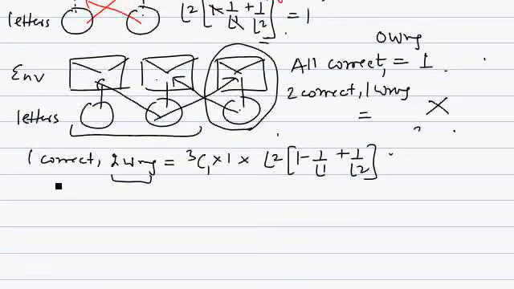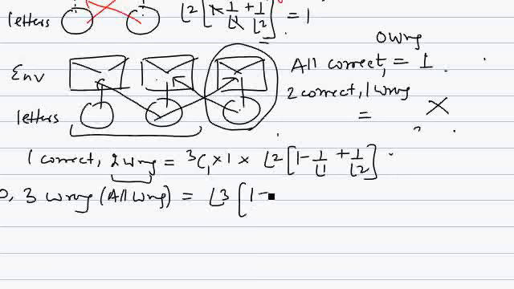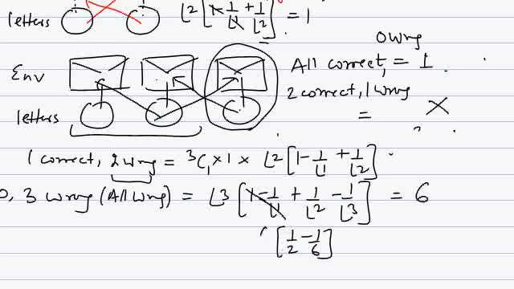Now the third case can be all 3 wrong. 3 wrong, we can say 0 correct, 3 wrong, same as all wrong. All wrong means dearrangement theorem, 3 factorial (1 minus 1 by 1 factorial plus 1 by 2 factorial minus 1 by 3 factorial). On simplification, answer is 2. Sorry, all go wrong. Answer is 2.